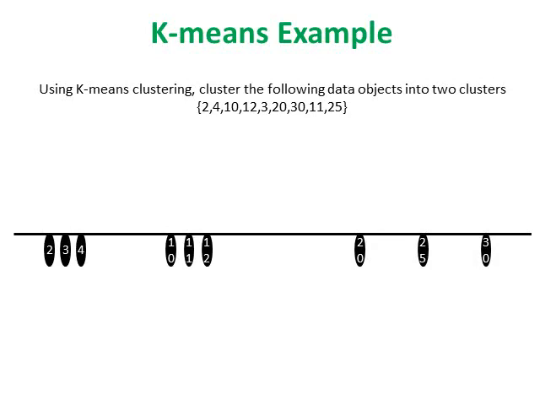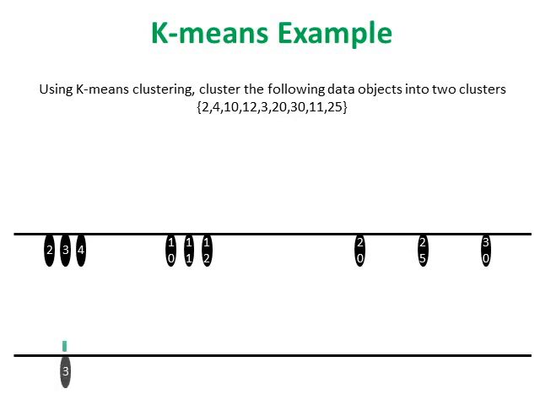The first step in the algorithm is to randomly choose k objects from dataset D. In the problem, it is mentioned to form two clusters, so here k equals 2. We take two data objects randomly as centers or centroids. Here I take 3 and 4.